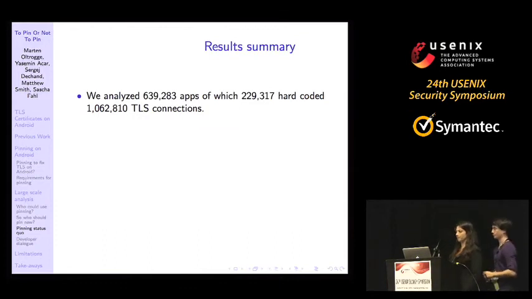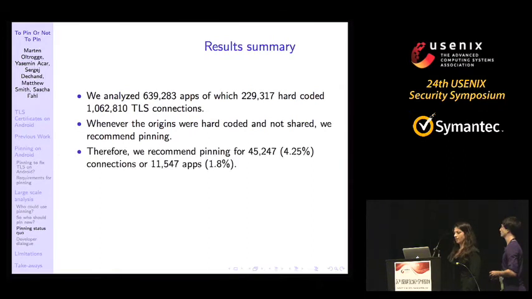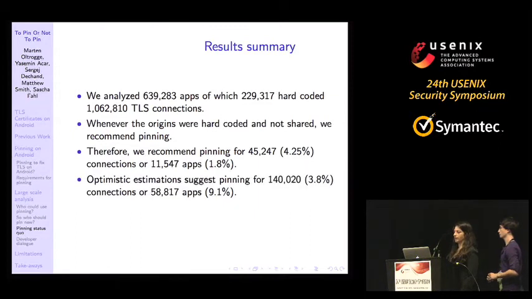To sum it up, we had analyzed 640,000 apps, of which 230,000 hard-coded 1 million TLS connections. Whenever the origins were hard-coded and not shared, we recommend pinning. Therefore, we recommend pinning for 45,000 connections, which is 4% of the connections, or 11,000 apps, which is 1.8%. If we go about this a bit more optimistically and extrapolate, we suggest pinning to be considered for 140,000 connections, or about 60,000 apps, which would make 10% or 9%.